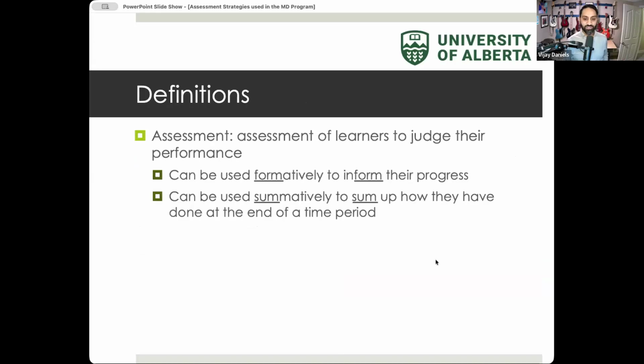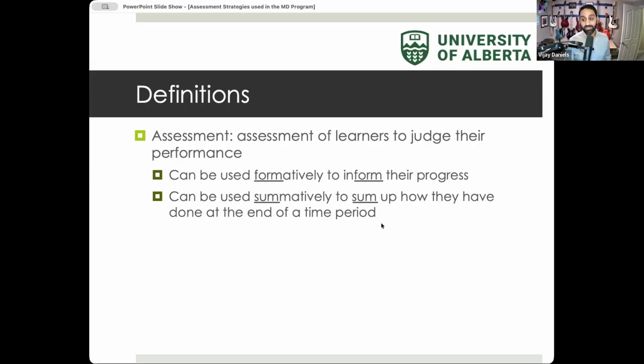So some definitions. Again, a lot of you may know this. I just work on the assumption we know very little, just to set the expectations. Assessment of learners is to judge their performance for two purposes. It can be used formatively to inform their progress, and it can be used summatively to sum up how they have done at the end of a time period.